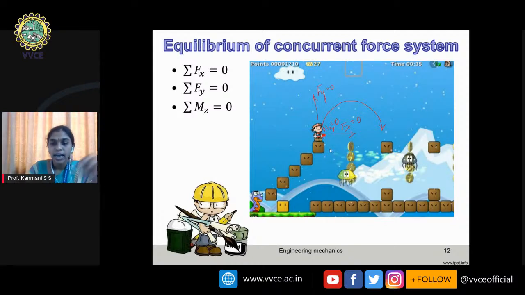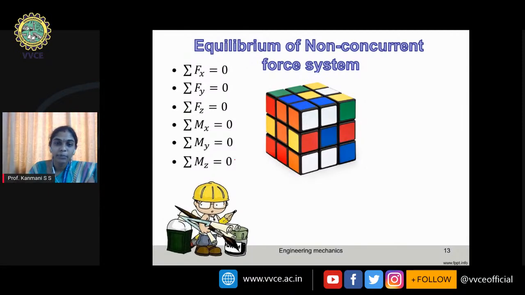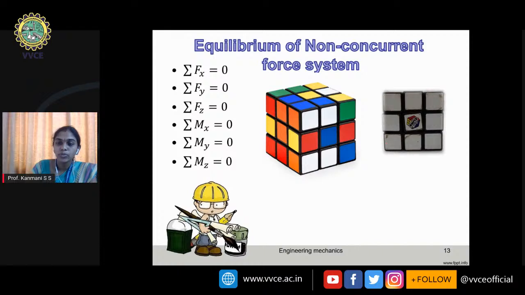Now moving to the next slide, I'm going for equilibrium of the non-concurrent force system. Let me take an example of a Rubik's cube that we all know. I'll take the front view of the Rubik's cube. This Rubik's cube has all three dimensions which are predominant. So I will take this as the x-axis, this as the y-axis, and the z-axis also exists for this. So z, x, and y. So it has all three axes in it.